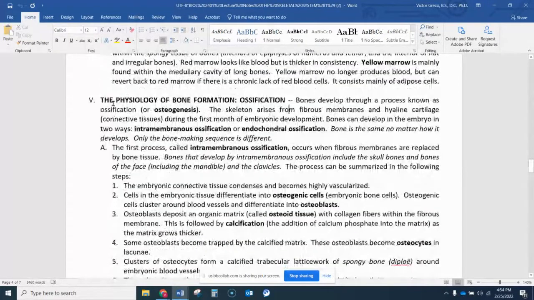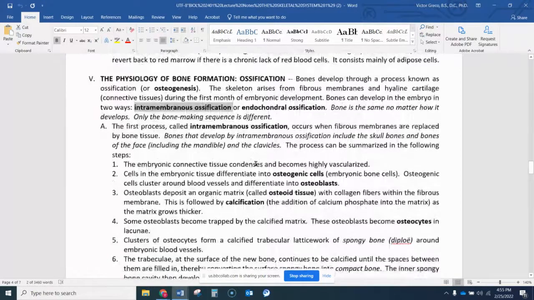All right, next section, the physiology of bone formation. So there's two types of bone formation, right? Bone formation could be called ossification. There's intramembranous and there's endochondral. So we need to know the difference between the two. This is how our skeleton is formed. Like, how do we make our bones? We have 206 of them. Well, most of them are made this way, endochondral ossification. A few of our bones in our skeleton are made this way, intramembranous ossification. So let's see the difference between the two.